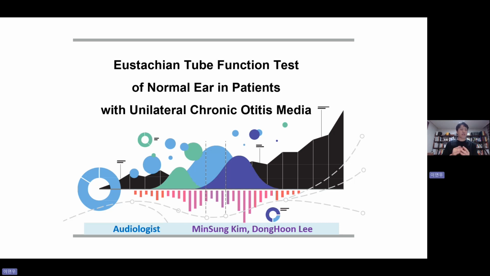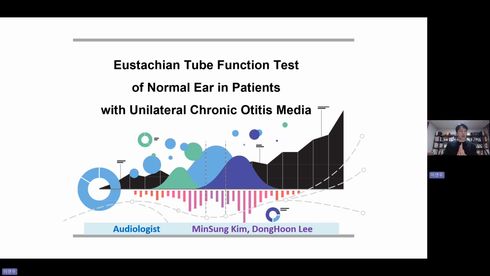tests, I discovered that among patients with normal tympanic membrane movement, there were far fewer people with normal ET function than expected. And I wanted to find out what proportion they accounted for. At the time, we were only conducting evaluations such as the Williams test, inflation deflation test, and tympanometry with swallowing, like this. So we first tried to verify it using the tests we were using at the time. Currently, we are evaluating the function of the ETF using more diverse evaluation tools.